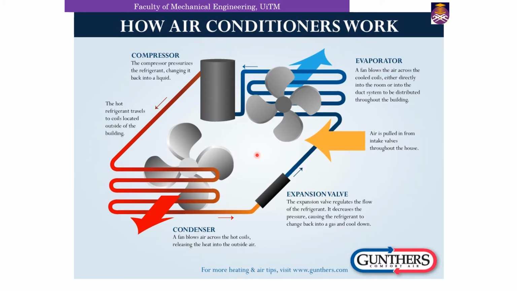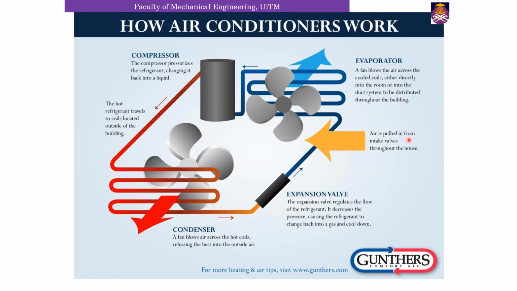So in this slide we will see how an air conditioner works. So as you can see in the diagram here, you have the basic components that we have covered in our refrigeration cycle. So what you see here, you have a compressor, you have a condenser, you have an expansion valve, you have an evaporator. So basically air conditioners work with the principle of refrigeration cycle.